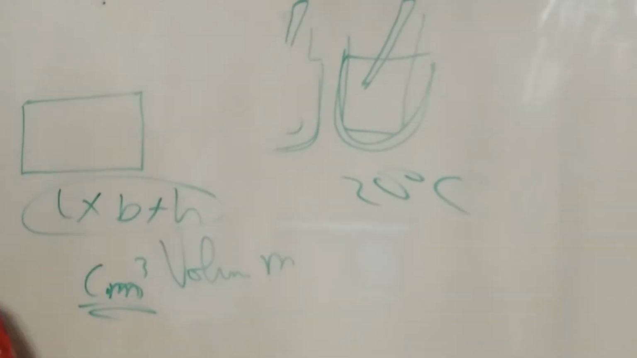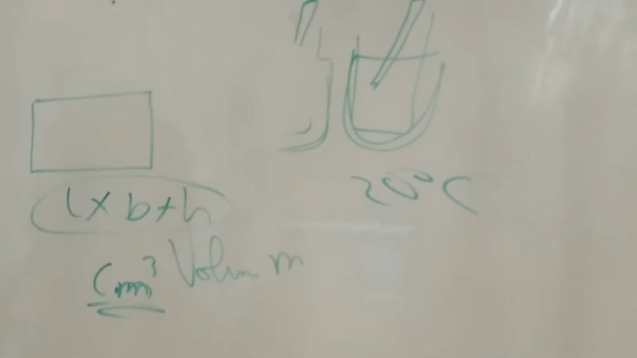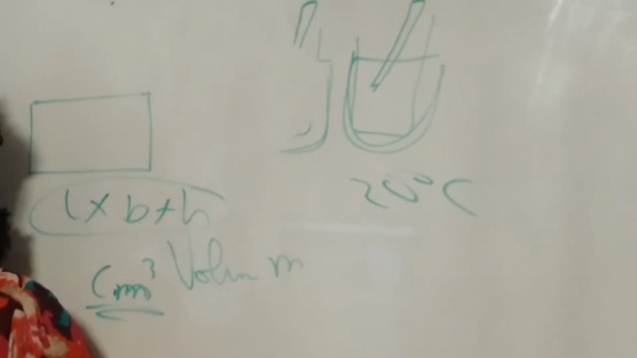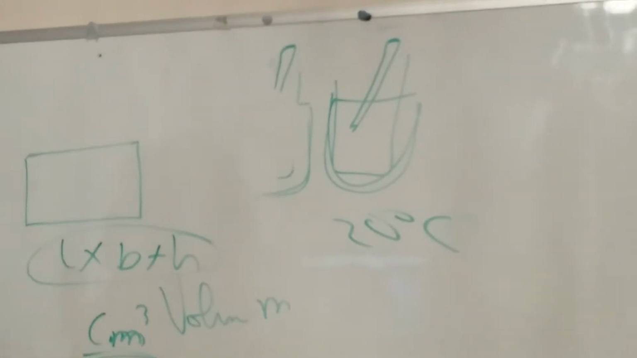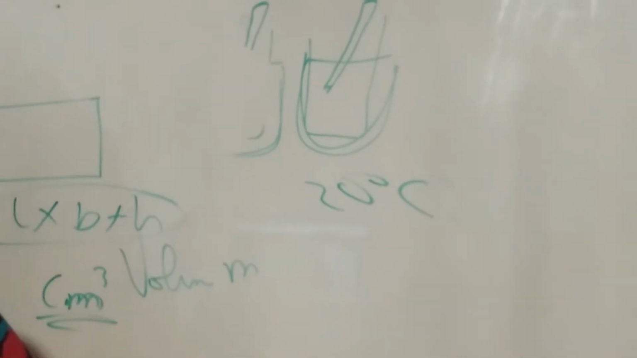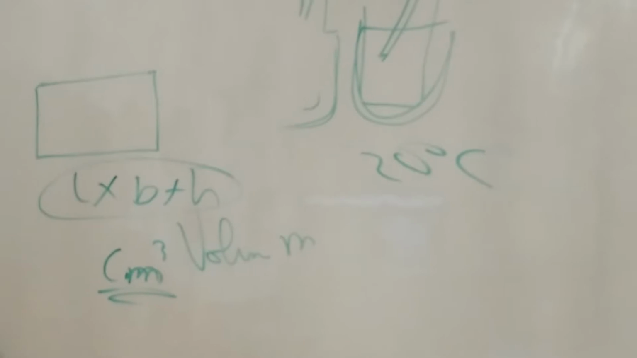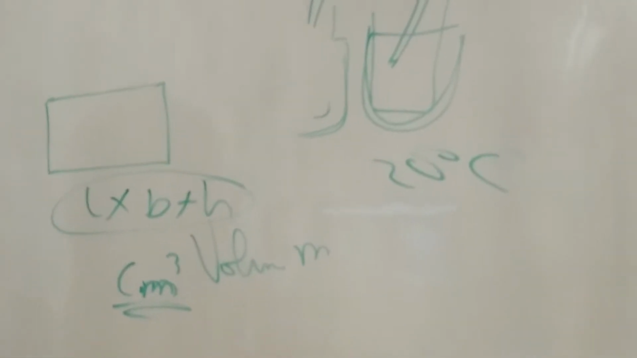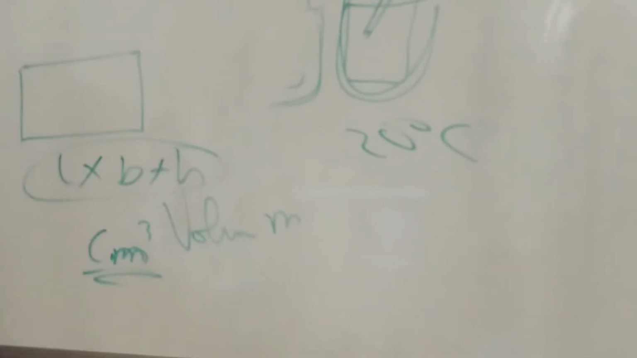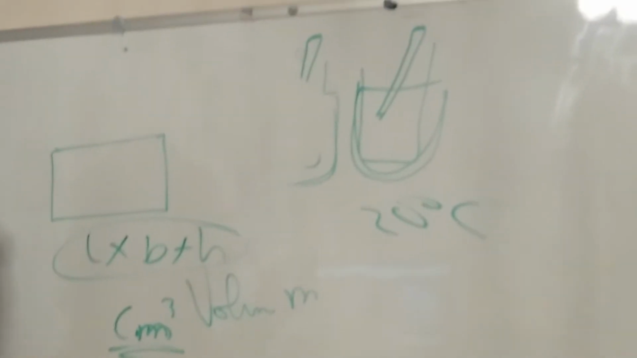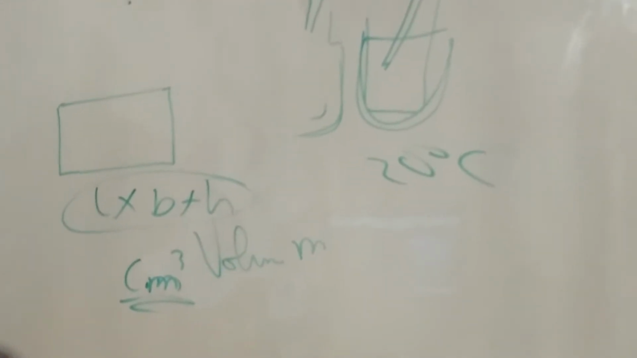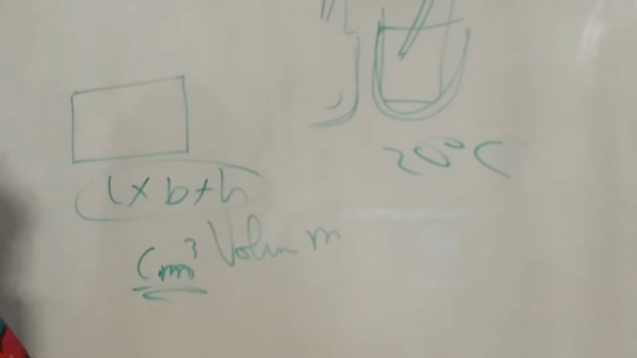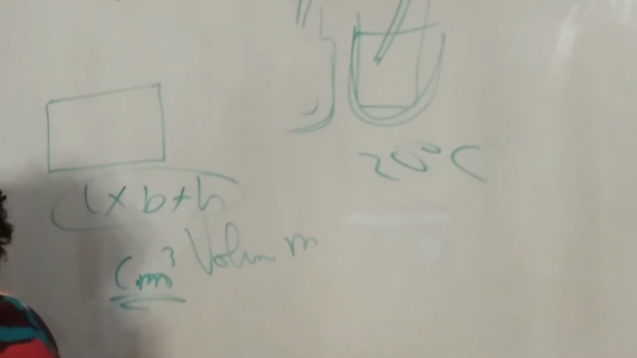But if you have a structure of irregular shape, you use displacement. And you need the Eureka can, or displacement can, which you can use. And the way you use it is you put the material inside, and the amount of water that's poured off, you collect in a measuring cylinder, and that is equivalent to your volume.